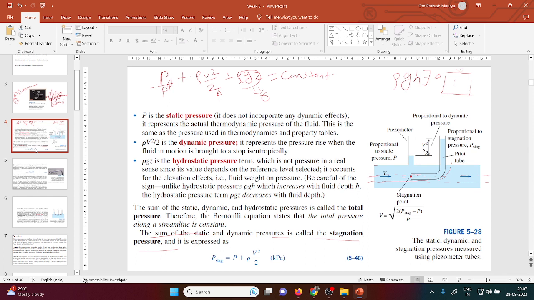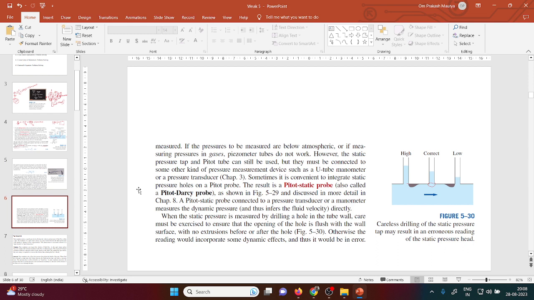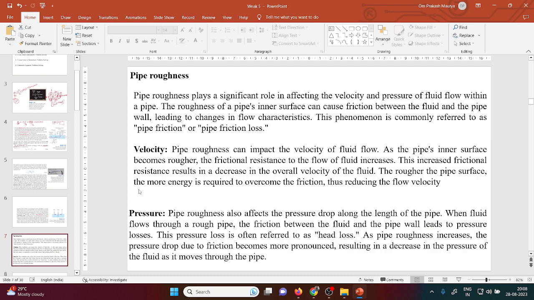This is your pitot tube concept. You can take the screenshot. And now your static pitot tube and pitot tube. Now you can take this one also.